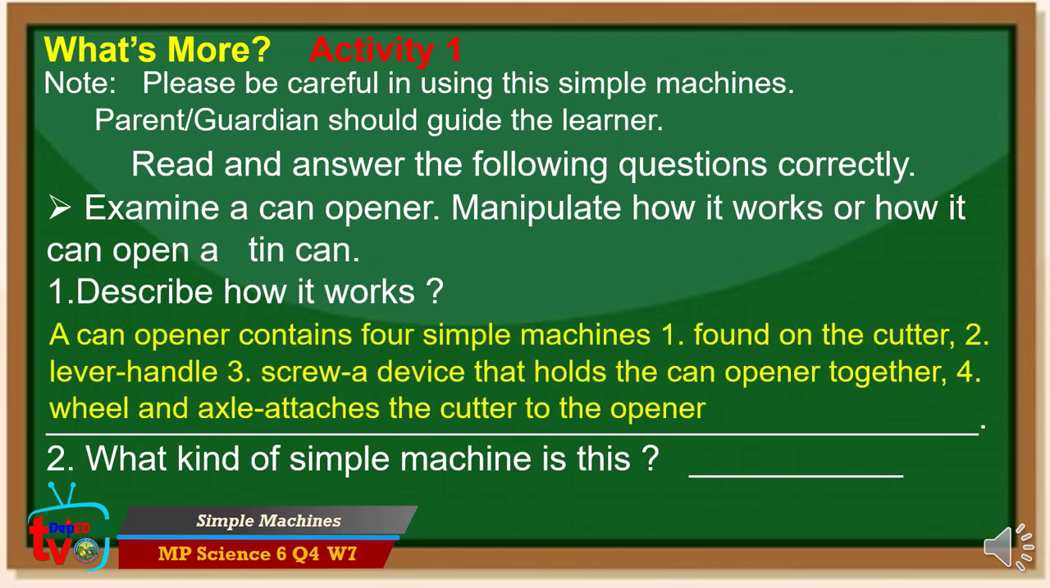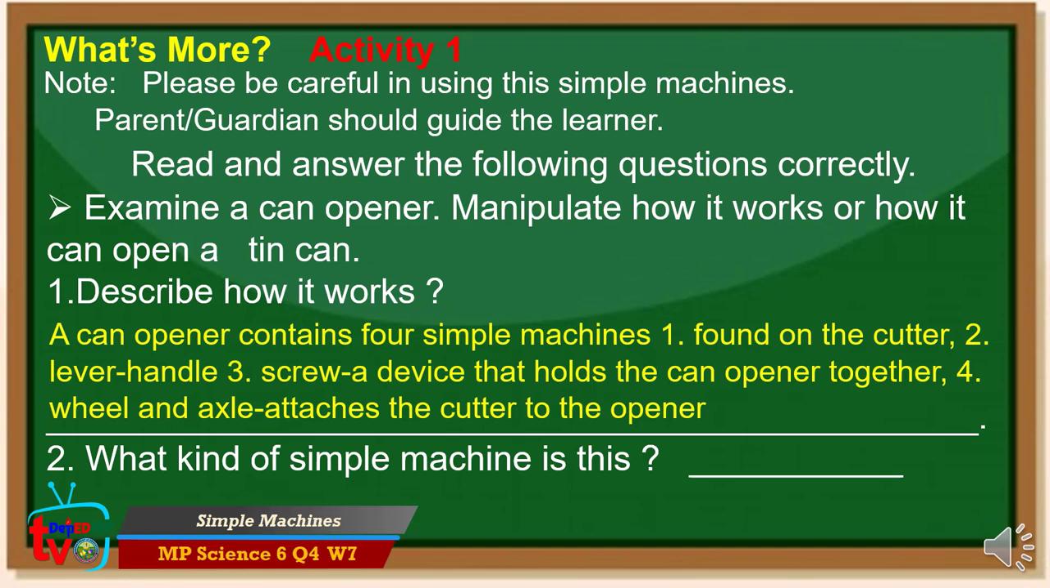A can opener contains four simple machines. Number 1, a wedge found on the cutter. Number 2, lever, it is a handle. Number 3, a screw, a device that holds the can opener together. And number 4, wheel and axle, attaches the cutter to the opener.